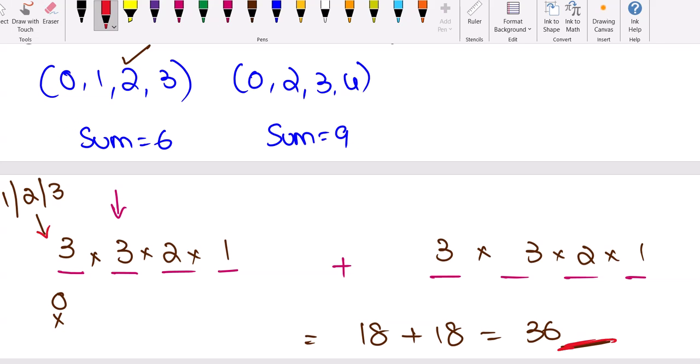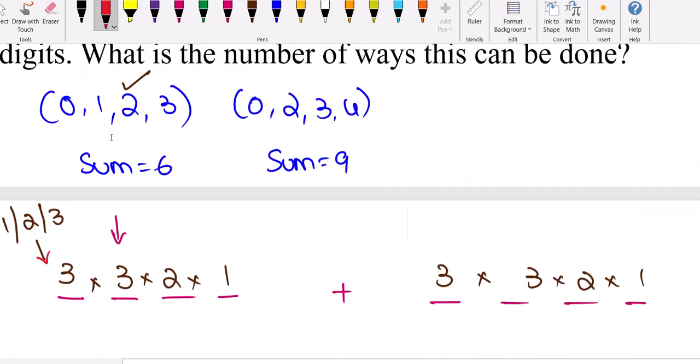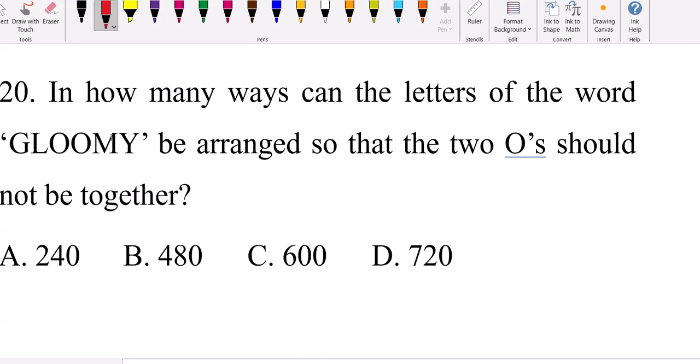Done. Yeah, next, any other question? 20, last one. How many ways can the letters of the word gloomy be arranged so that the two O's should not be together?